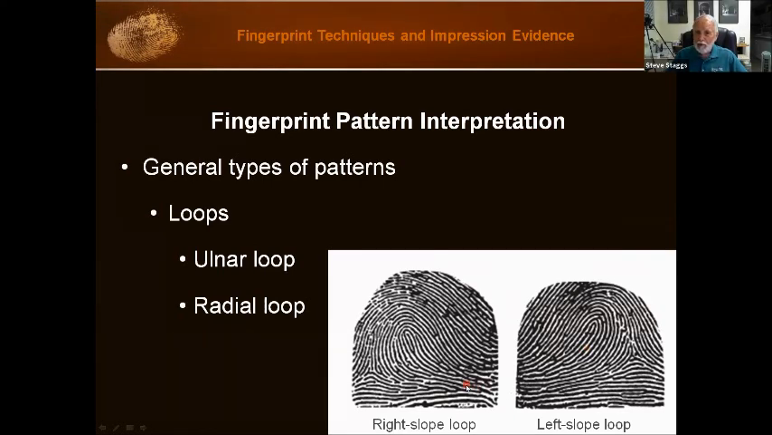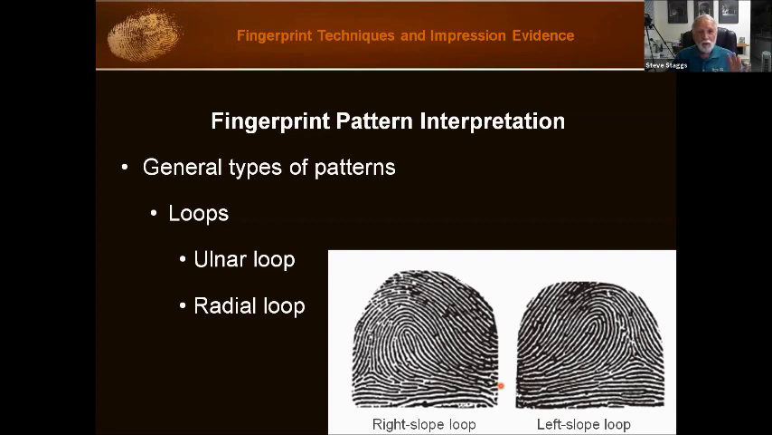All right, so here we have an example of a couple of loops. We don't know what hand they came off of, so we are only going to be able to say this is a right slope loop and this is a left slope loop. In the example on the left, the ridges enter from the right side of the pattern, they run toward the center, they recurve and come back to the right side. This would be described as a right slope loop, or it could be said that this loop is flowing to the right.